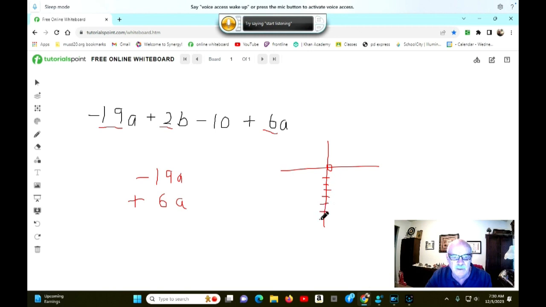And we do the same thing up here. In this type of graph, we're going to go up and down. We're not going to go on the x-axis, just on the y-axis.